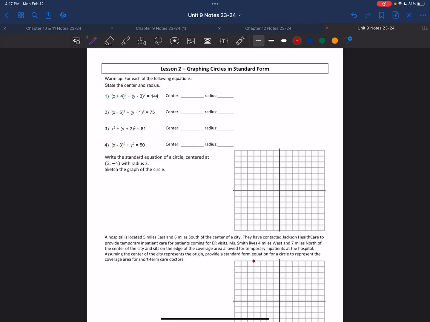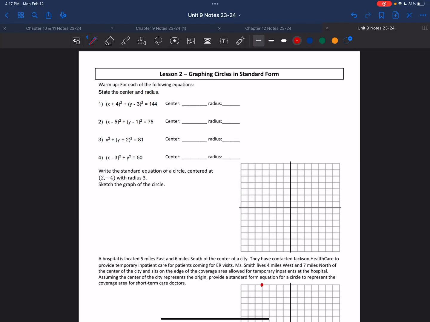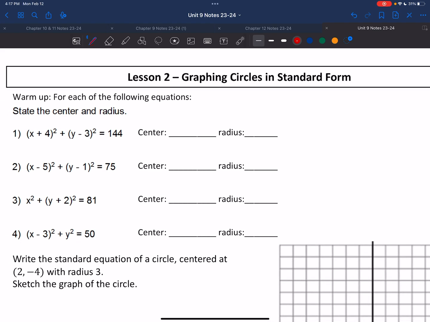All right, guys, so in this video, we're going to be doing lesson 2, which is graphing circles in standard form. So if you remember, in lesson 1, we talked about the standard form equation of a circle, which followed x minus h squared plus y minus k squared equals r squared, where h and k combine to be your center, and then r is your radius.